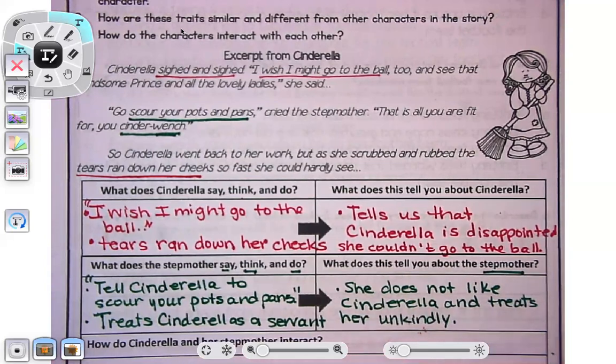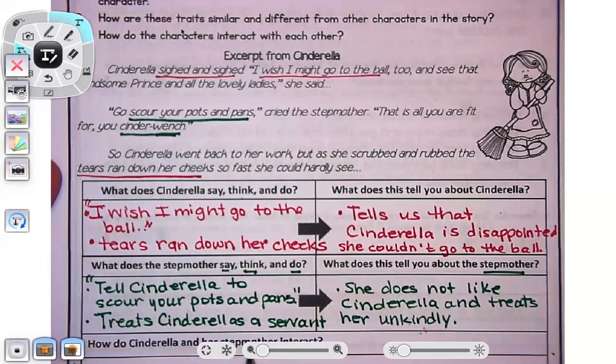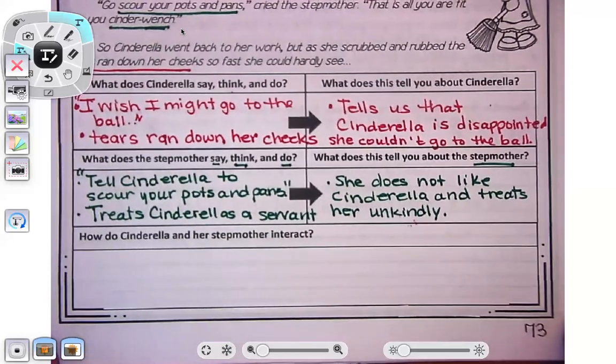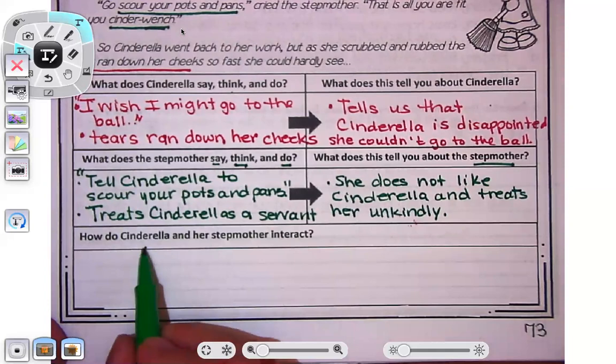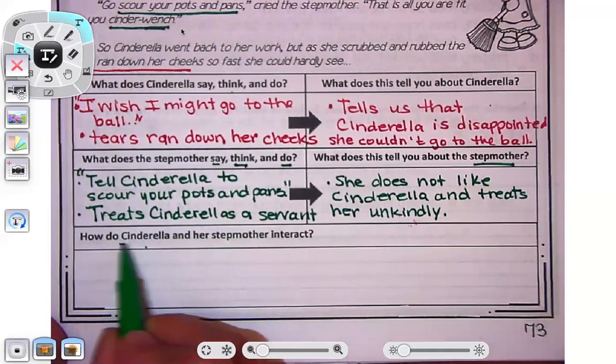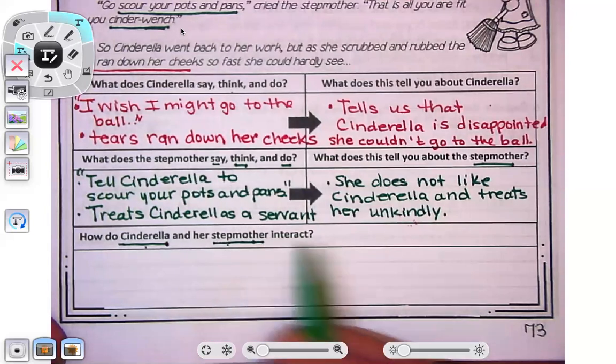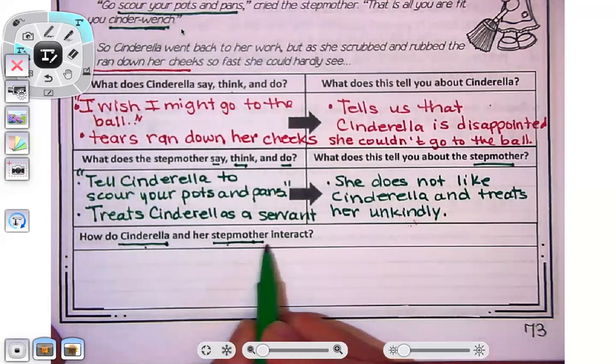Let's say unkindly or with disrespect and maybe verbal abuse. How do Cinderella and her stepmother interact? That last question, how do they interact? Well, Cinderella gets treated more as a servant, and the stepmother pretty much rules the home.